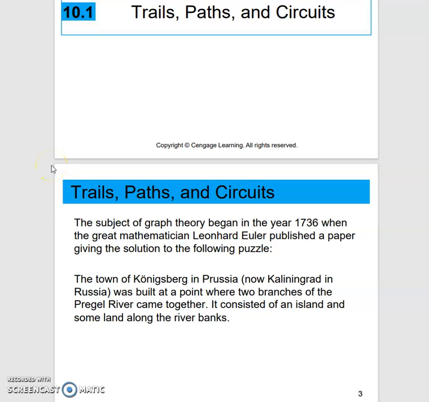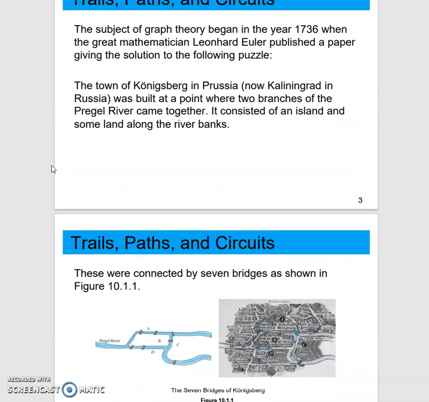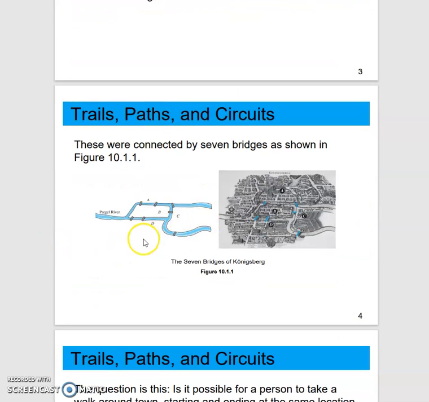Section 10.1, Trails, Paths, and Circuits. So this is part of graph theory, and this is looking at how to connect things. So the initial problem was we've got this river. How many bridges can we connect this to?